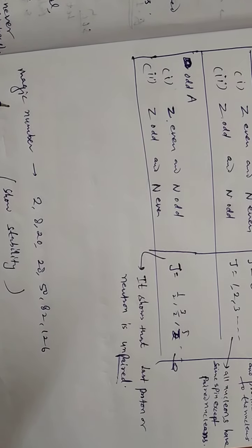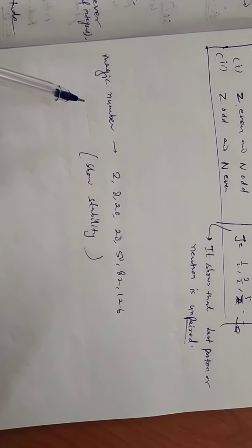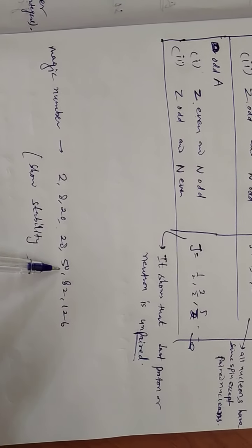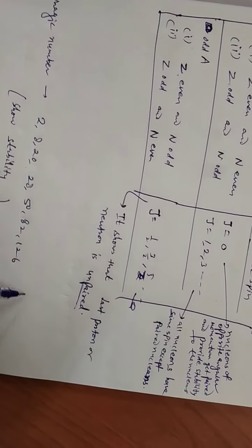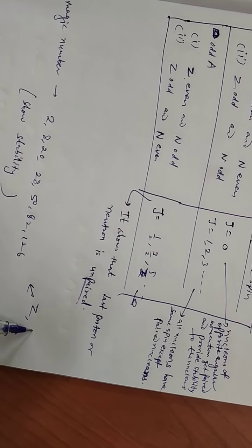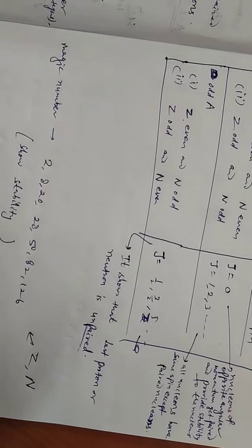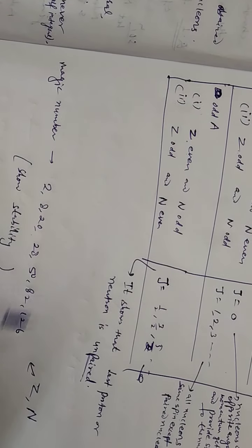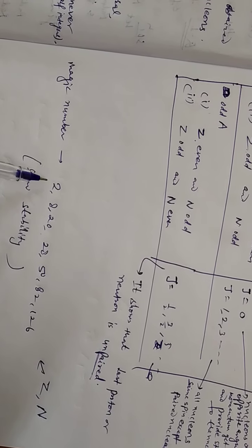Similarly, there are some numbers for which the nucleus shows higher stability. These numbers are 2, 8, 20, 28, 50, 82, 126. These are numbers of protons or neutrons. If Z or N is one of these numbers, then that nucleus shows greater stability.